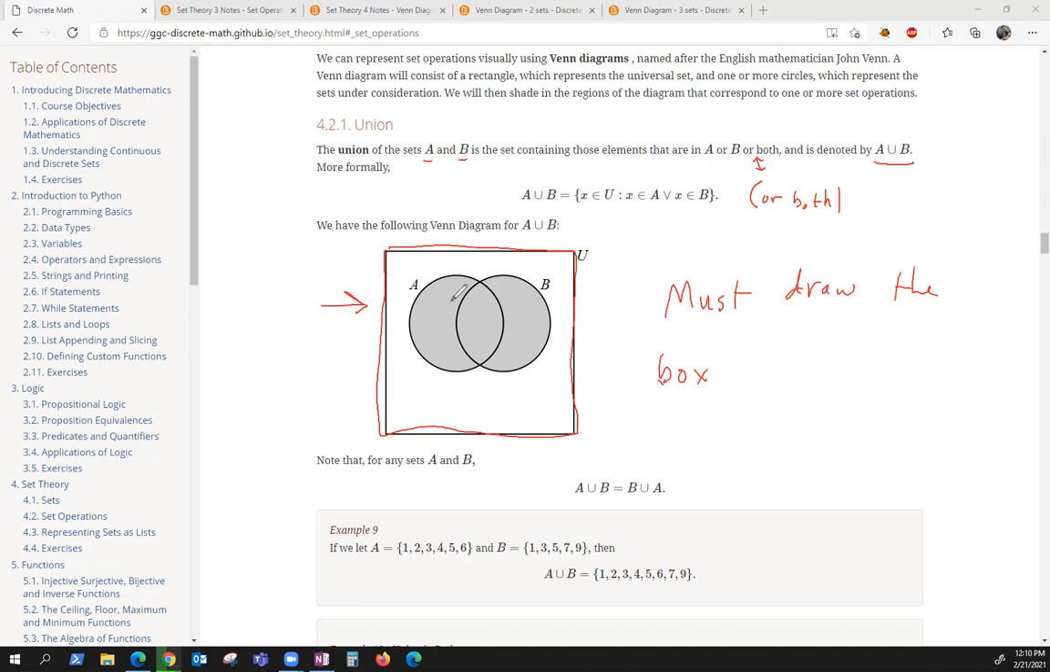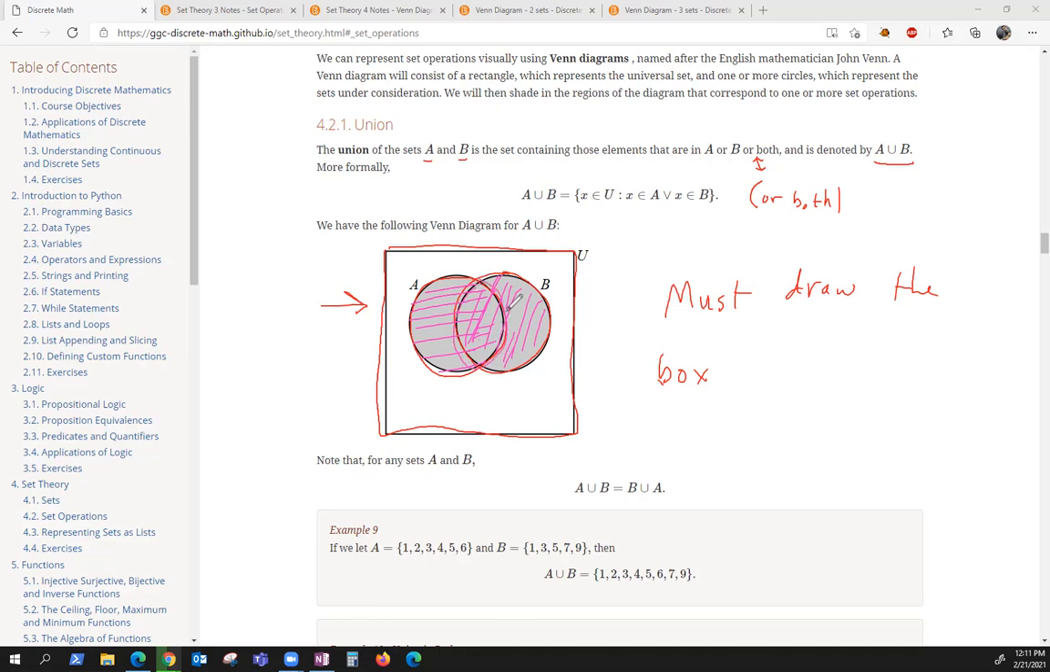Now, once you draw your box, your universe, you have your set A, and then you have your set B. And the way we indicate we're talking about parts of a Venn diagram is we shade them. So if I want to shade in the union, you can see it's in gray right here, but if I were working this one by hand, I would shade in everything in A with this hot pink color. And then I would shade everything in B. And so the union is everything that is shaded in that pinkish color. So that's the union. It's everything in A, everything in B, or what's in both.